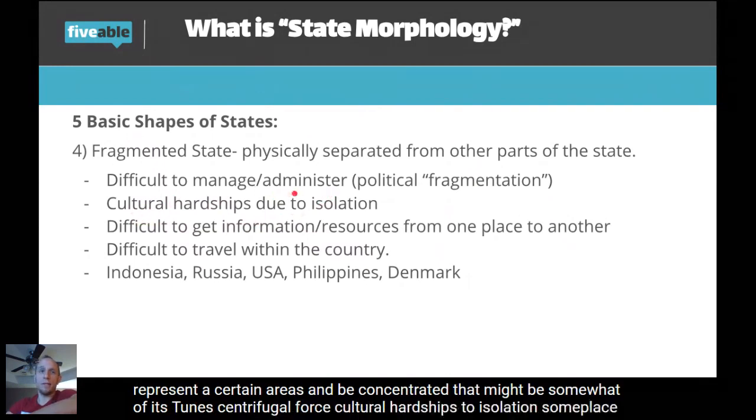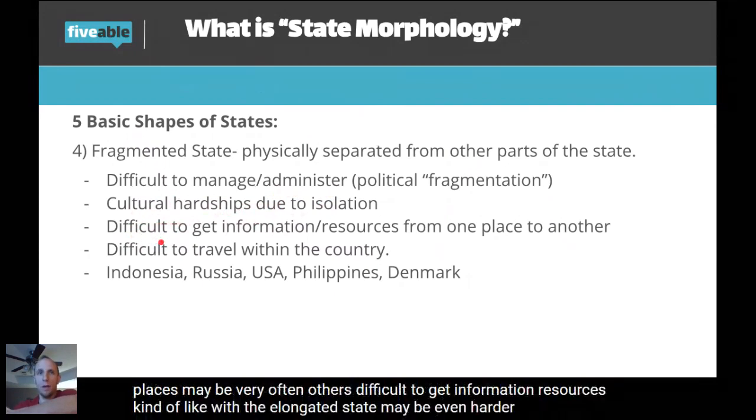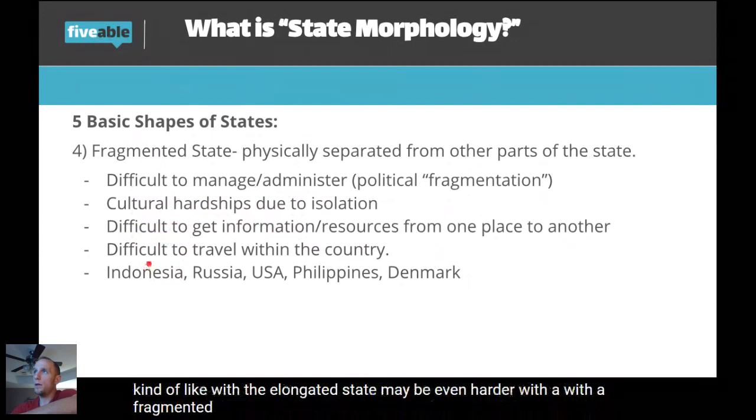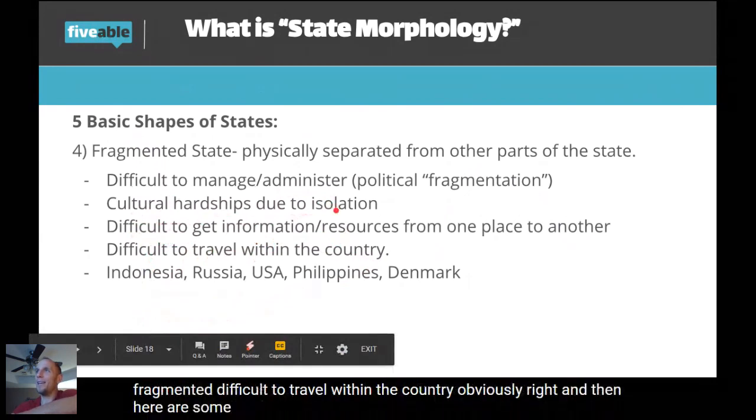Cultural hardships due to isolation. Some places may be better off than others. It's difficult to get information and resources, kind of like with the elongated state, maybe even harder with a fragmented one. It's difficult to travel within the country, obviously, right? And then here are some examples.